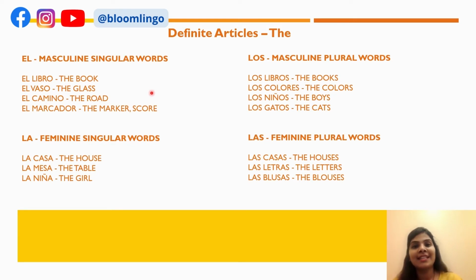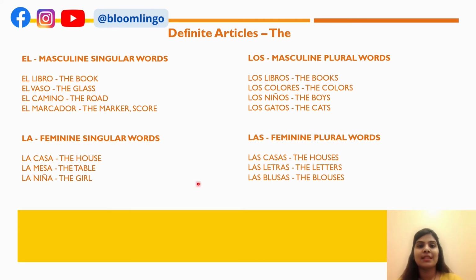Then let's get on to the feminine ones. First, feminine singular is la and the examples are la casa, the house. La mesa, la niña. Mesa is table and niña is girl, as it is written here.